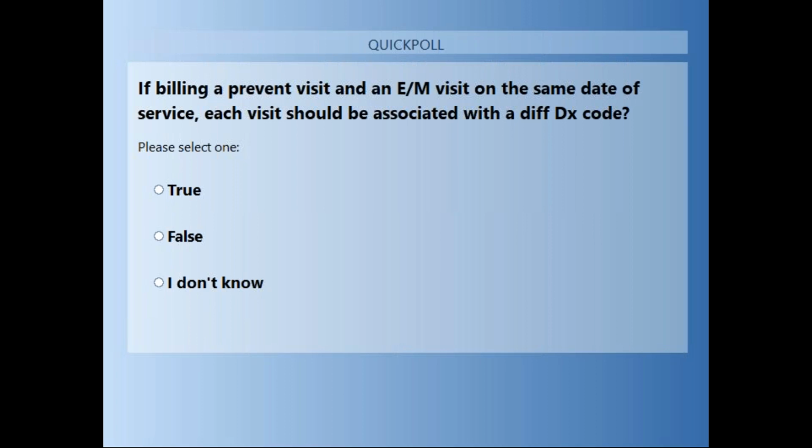Is that true, false, or you don't know? If billing a preventative visit and an E&M visit on the same date of service, each visit should be associated with a different diagnosis code. So what do you think?